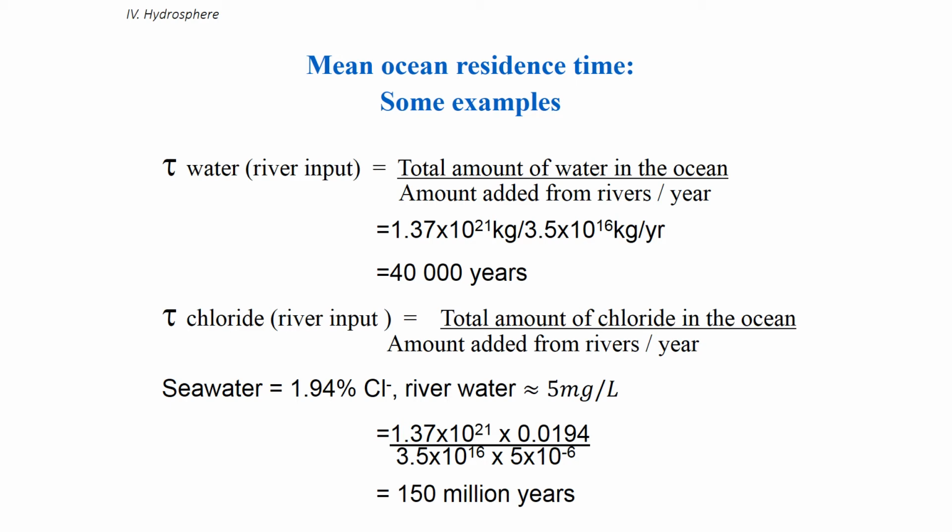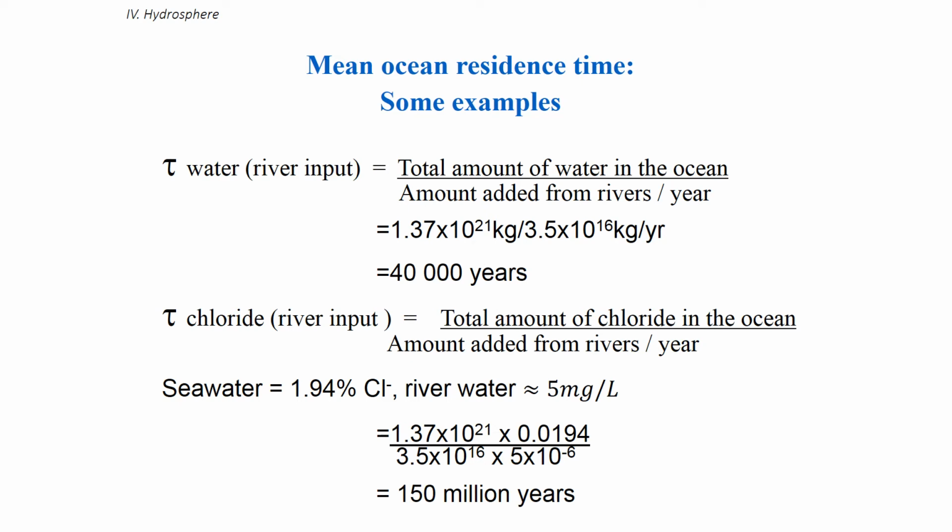So the next thing is to maybe look at something else that's dissolved in the water. We could look at the amount of chlorine in the ocean. What's the residence time of chlorine? Rather than the total amount of water, we need the total amount of chlorine dissolved in the ocean, and the total amount added each year in rivers.